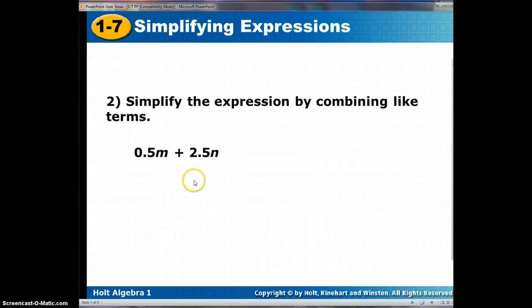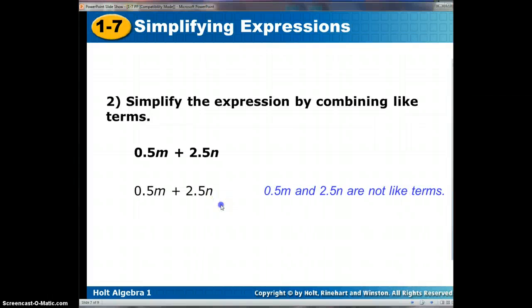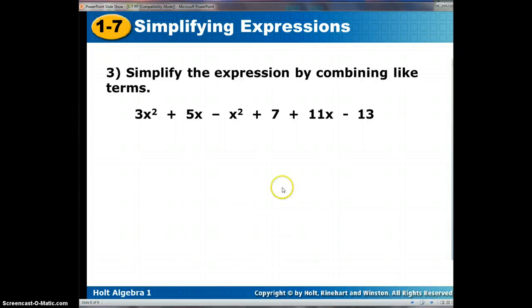Okay, are these like terms? Well, this has an m, this has an n. They are not like terms because they do not have the same variables. They're not like terms, so you cannot combine them together. There's nothing you can do with that to simplify it.